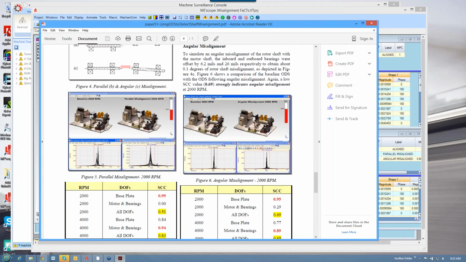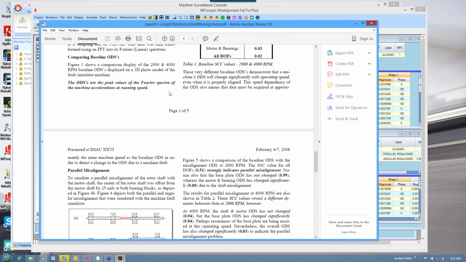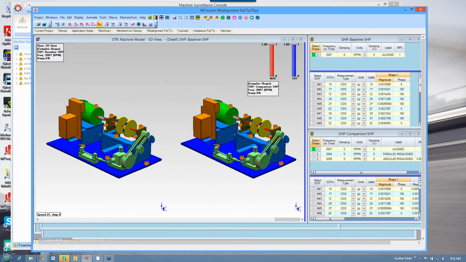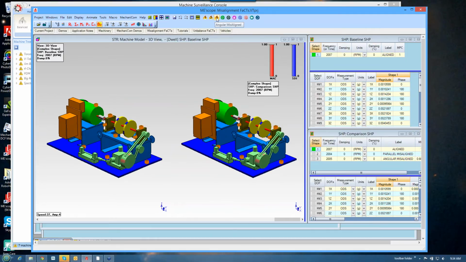And again, we're using the same 2 calculations. So here we've got a number of hotkeys. First one called aligned, second one called parallel misalignment, the third one called angular. Here are just the motor and bearings, and here are the base plate, all DOFs, and then first order, second order, archive data, and start over. So let's look at those. Where do we start here?